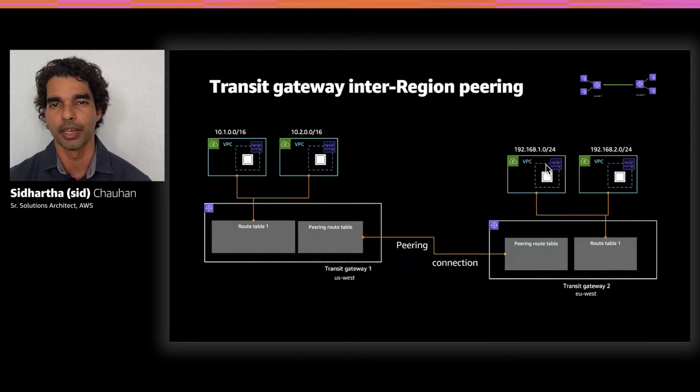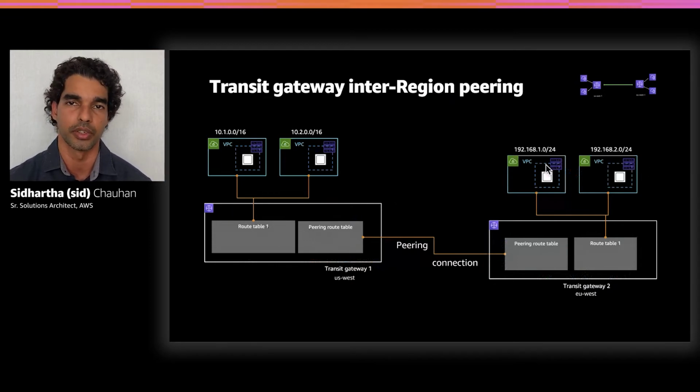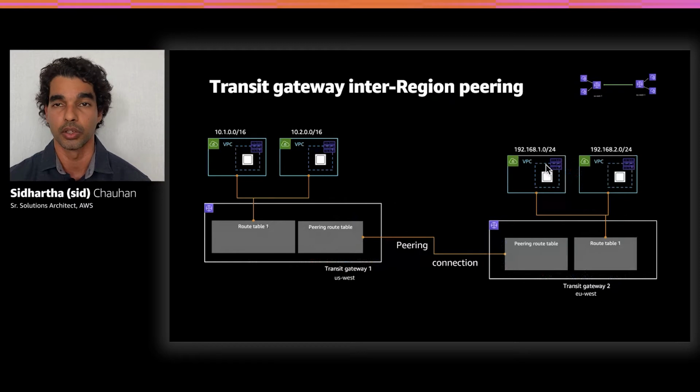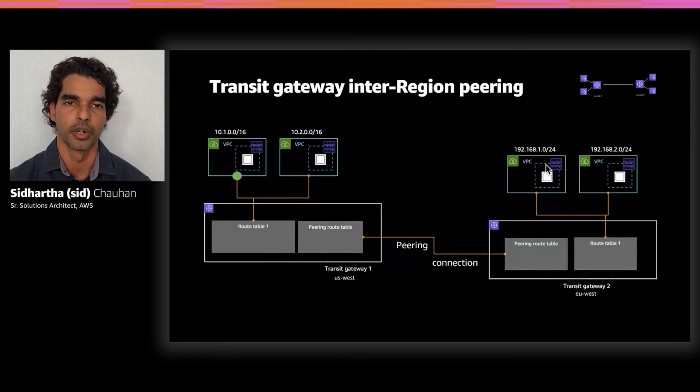Now, what that basically means is when the traffic originates in the VPCs and reaches transit gateway, transit gateway is going to look at the routing rules in the routing table to make a forwarding decision. Let's understand that by step-by-step packet flow. So the traffic originates in the spoke VPC, heads over to transit gateway.